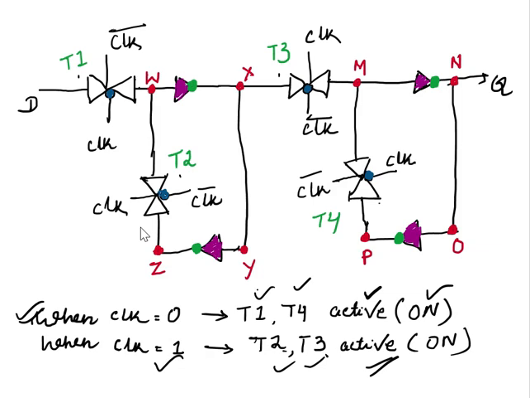So clock equal to 0 means this is PMOS. Clock equal to 0 means this is active. This clock equal to 0 means clock bar is 1, and 1 means NMOS is active. Okay. So like this, you have to analyze.